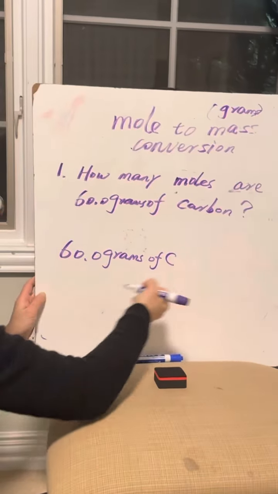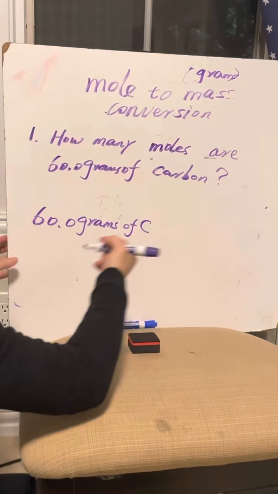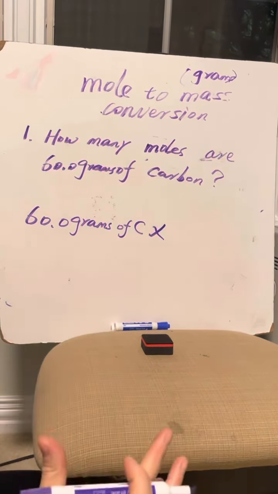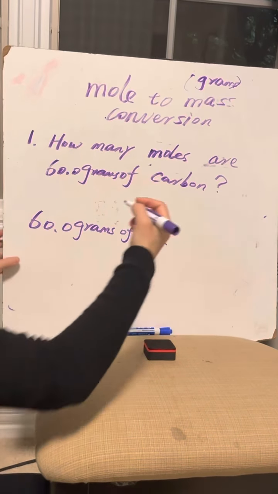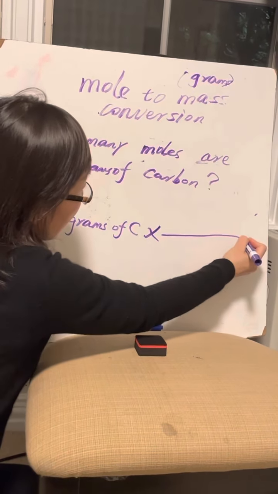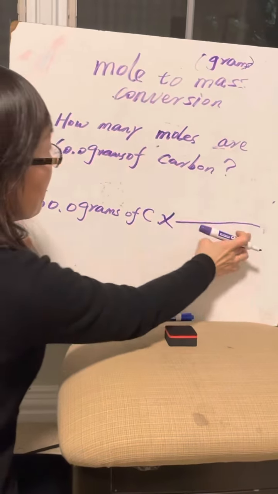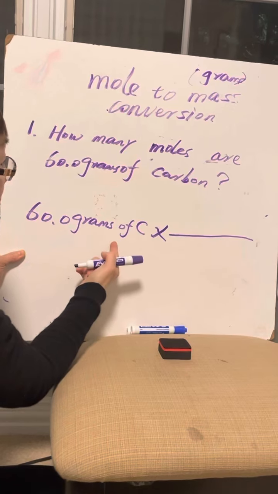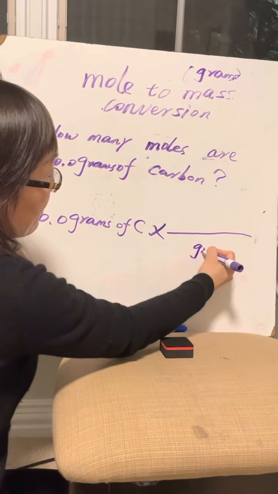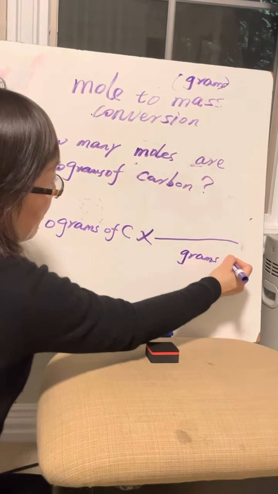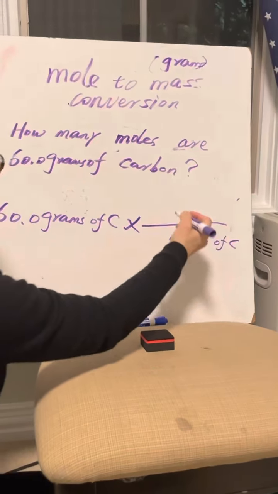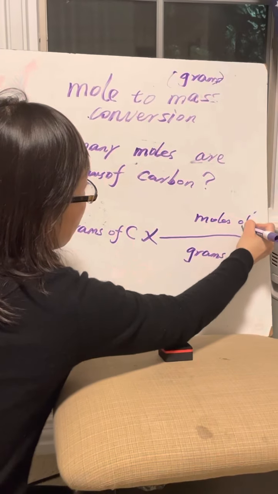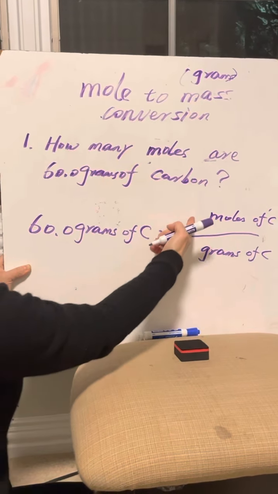I'm going to use C to represent carbon. My goal is to figure out how many moles. Again, what I need is a bridge, which is the molar mass. I'm going to convert it. Okay, that's my conversion factor. This time I need to cancel out grams, so I'm going to put grams over here. Grams of carbon. And my goal is to figure out moles, so I'm going to put moles over here. Moles of carbon.